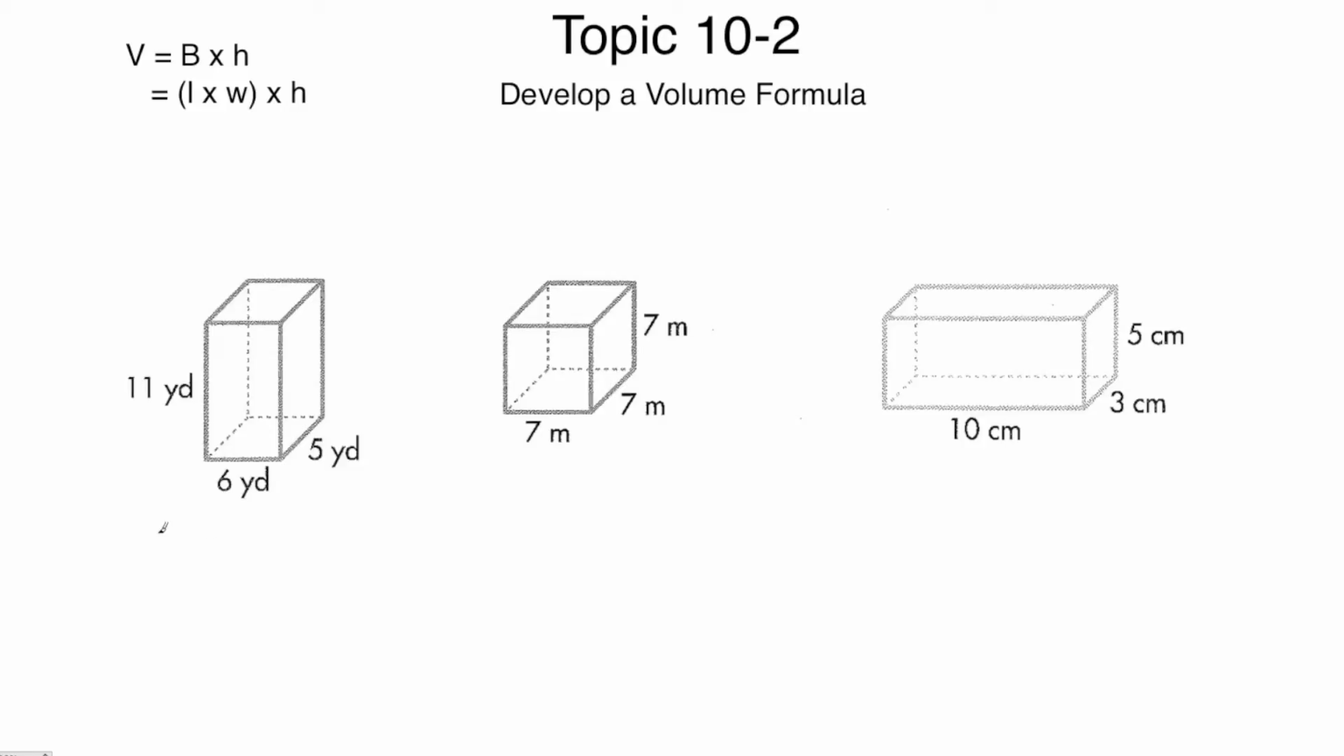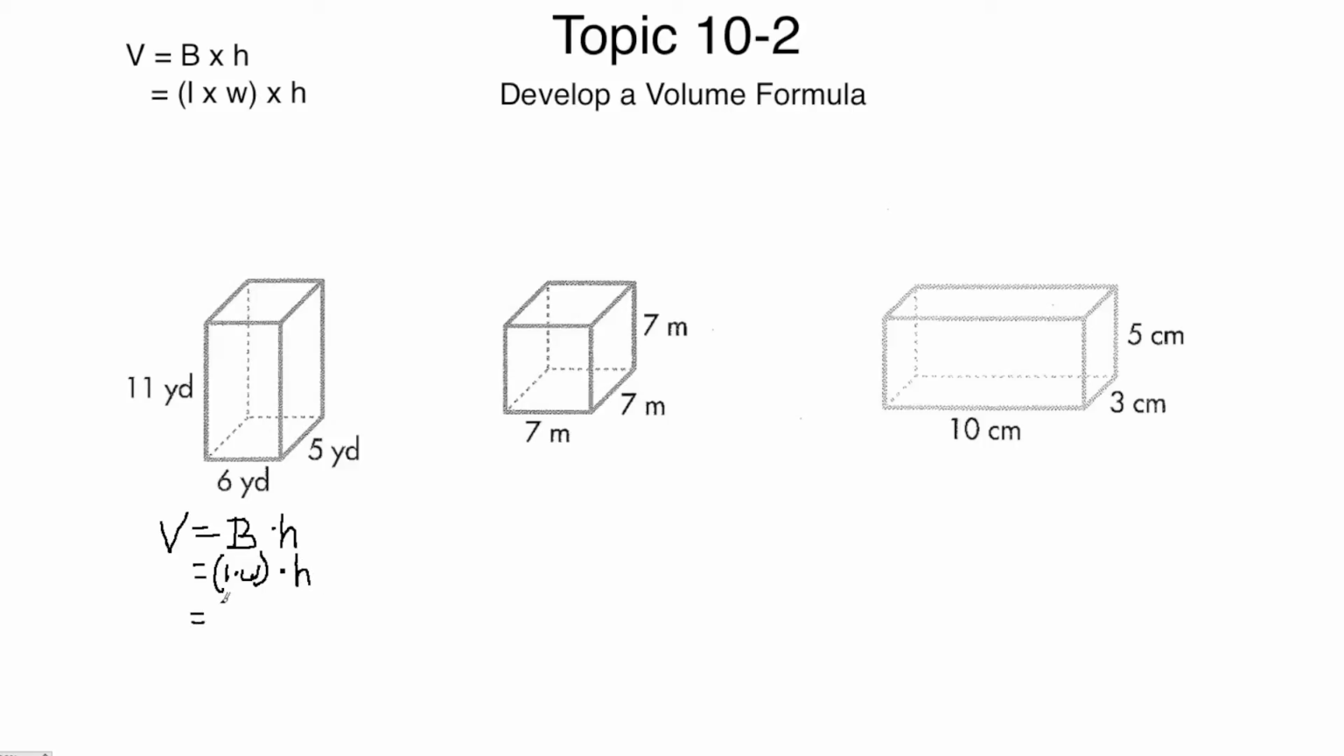Okay, so once again, on your paper, you're going to say capital V equals capital B times H. And I'm going to use the bottom one. So I write the formula for the area of the base, which is length times width, and bring down the height.